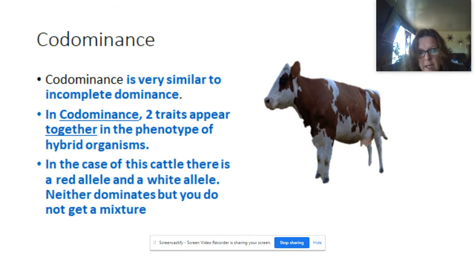So you don't get a pink cow, although that would be fun, but you don't get a pink cow. You get a cow with some red hairs and some white hairs, and that's codominant. So the red is expressed, but the white is also expressed.